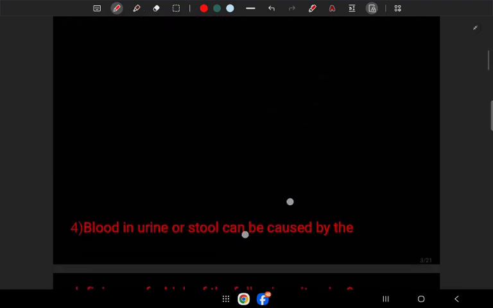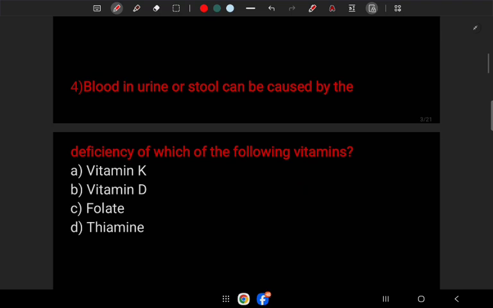Next question: blood in urine or stool can be caused by the deficiency of which of the following vitamins? Vitamin K, vitamin D, folate and thiamine. The correct option is vitamin K, because vitamin K deficiency causes blood in urine or stool. Blood in urine is called hemorrhage.